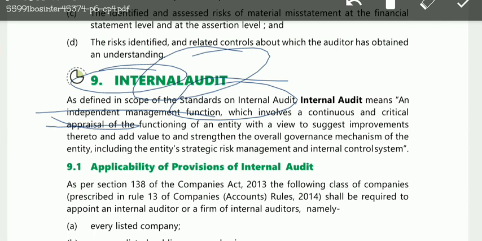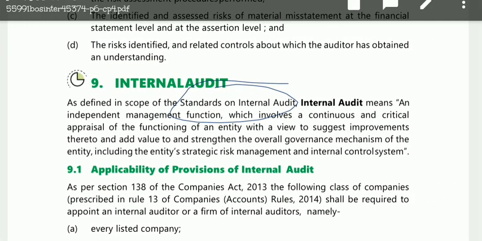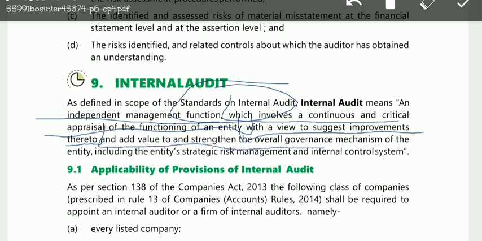As defined in the Standards on Internal Audit, internal audit means an independent management function which involves a continuous and critical appraisal of the functioning of an entity. Let me divide the definition into some parts. It is an independent management function. This is the first part. Which involves a continuous and critical appraisal of the functioning of the entity. Second part, with a view to suggest improvements thereto. Third part, and add value and strengthen the overall governance. Fourth part, and including the entity's strategic risk management and internal control system.